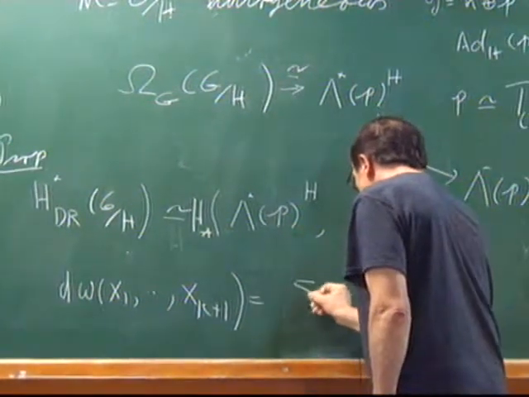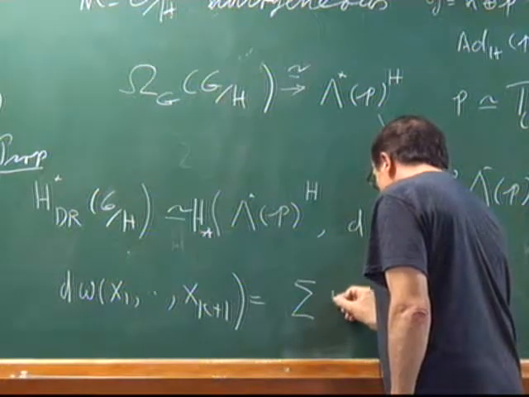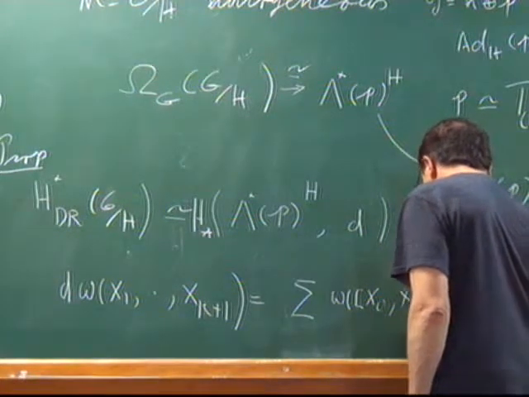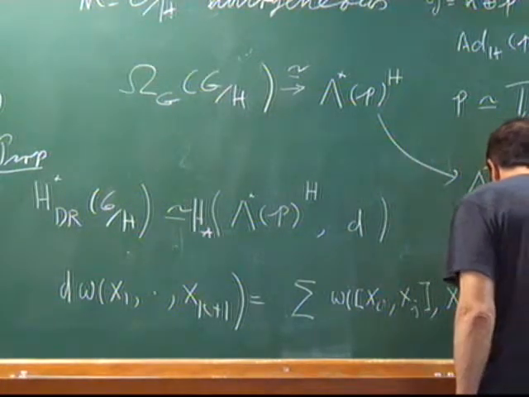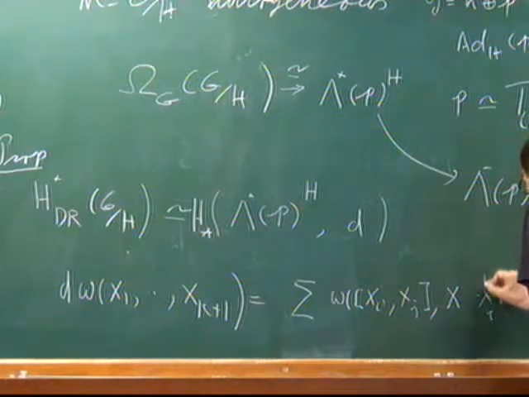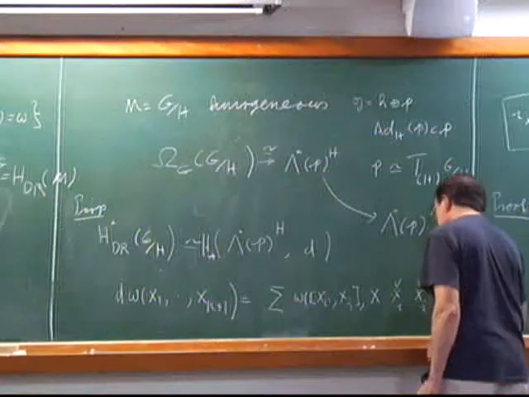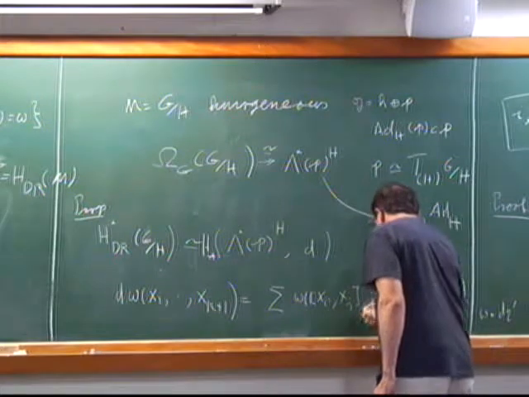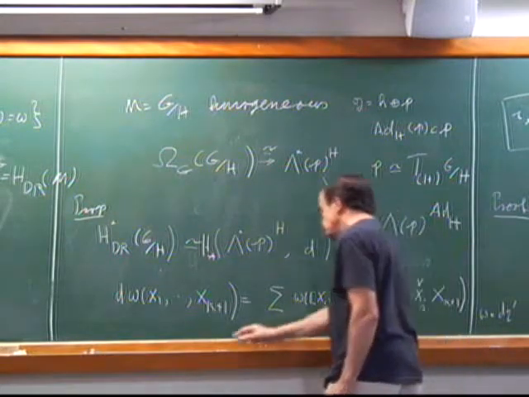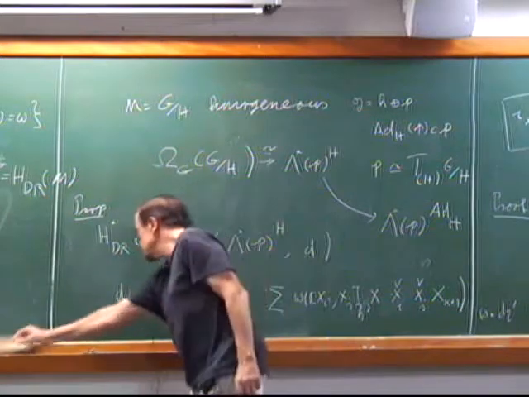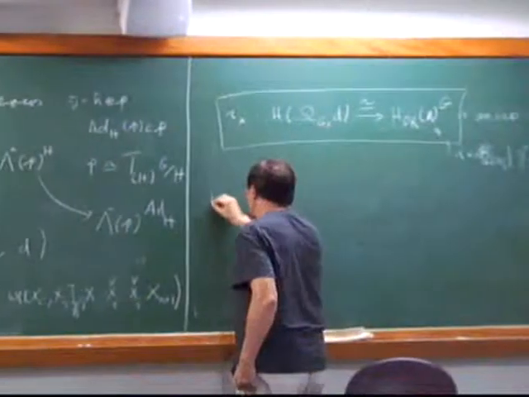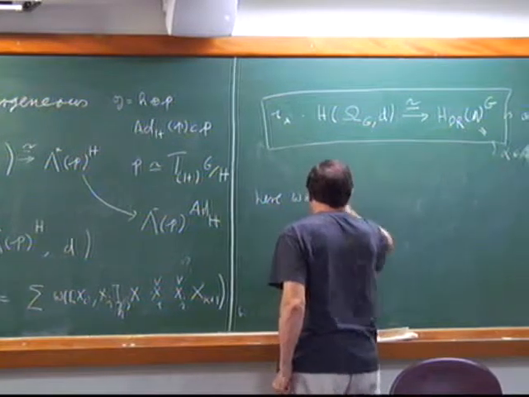It's just, I claim it's something algebraic. Summation omega applied to xi, xj, where here in the middle I remove xi, I remove xj. And here I take the component in the direction of h. Here omega is left invariant.